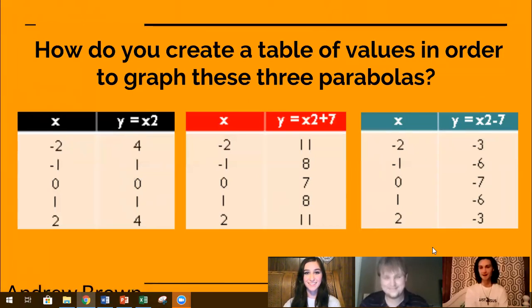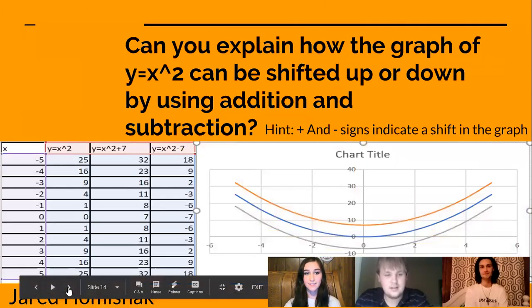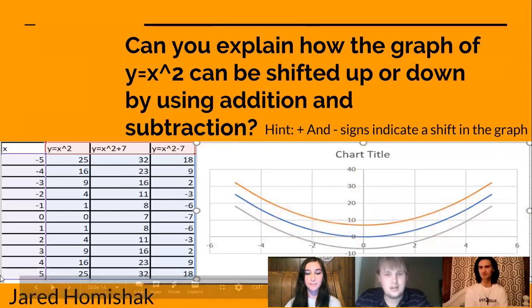So I have a question for you, Jared. Can you explain how the graph of y equals x squared can be shifted up or down by using addition and subtraction? Of course.